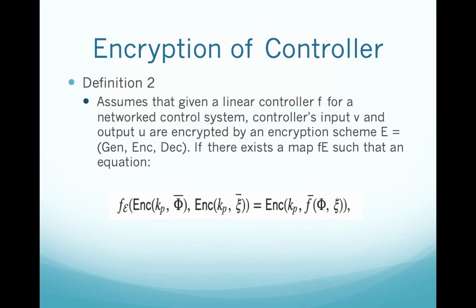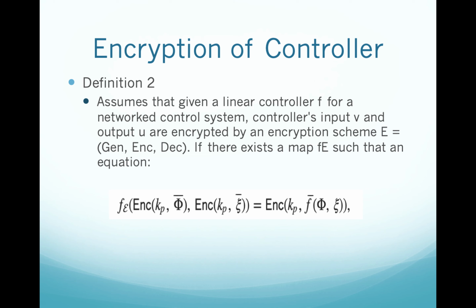Okay, so now we can move into our second definition within the encryption of the controller. What it states is that we're going to assume that we're given a linear controller F for a network control system, and it's going to have the controller's input V and the output U, and they'll be encrypted by one of the two encryption schemes that we went through just a moment ago. And that scheme, epsilon, is going to equal the key generation, the encryption, and the decryption.